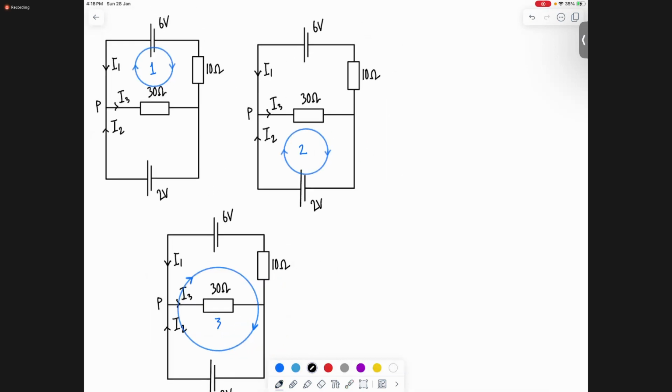Okay. So if I take loop 2 here, let's do this in loop 2. And whenever you take a loop, first, sum of what? EMF is equal to sum of potential difference, right? Now, what's the EMF in loop 2? 2 volts, right? But the question is, should it be plus 2 or should it be minus 2?